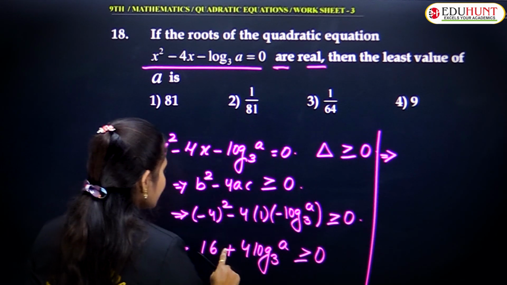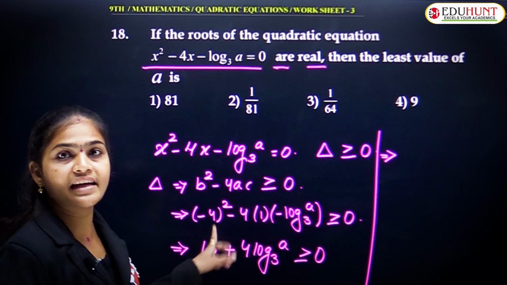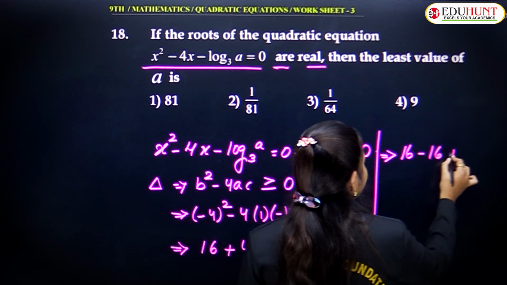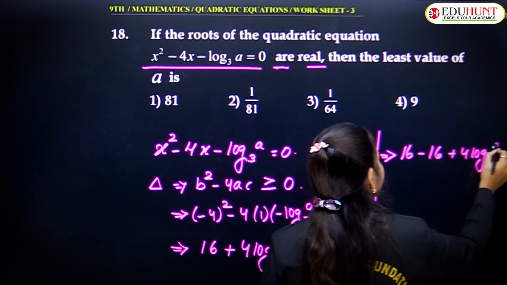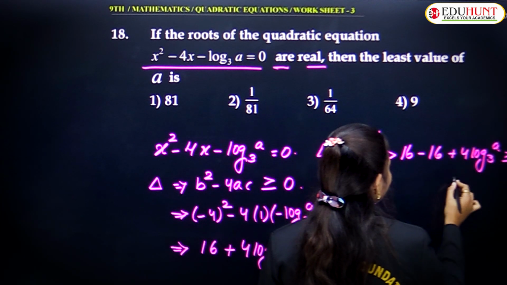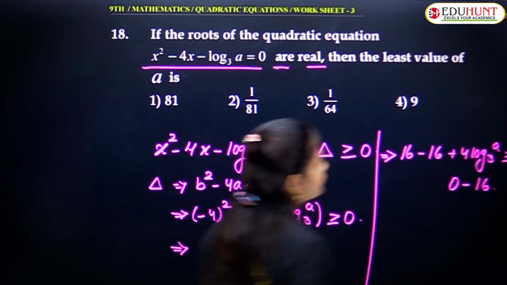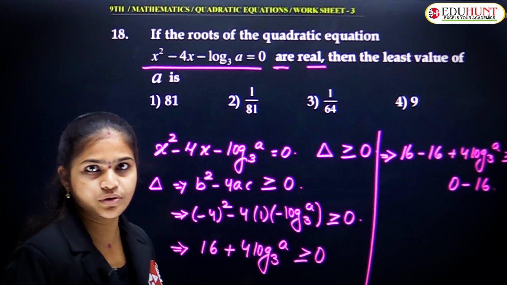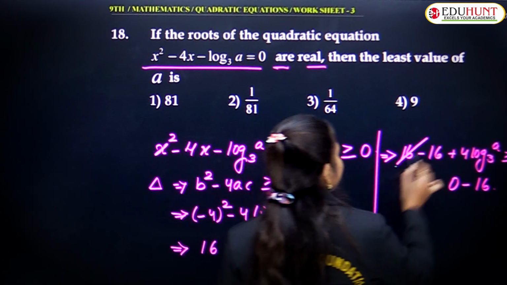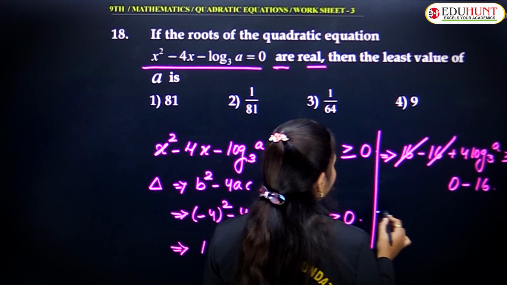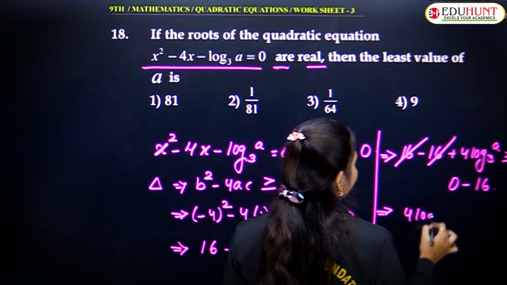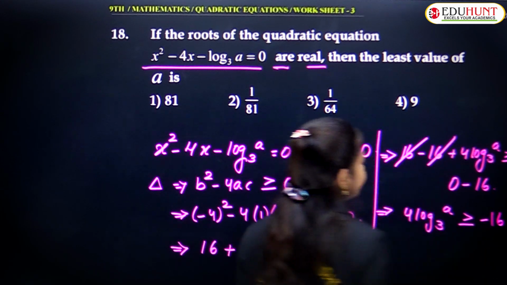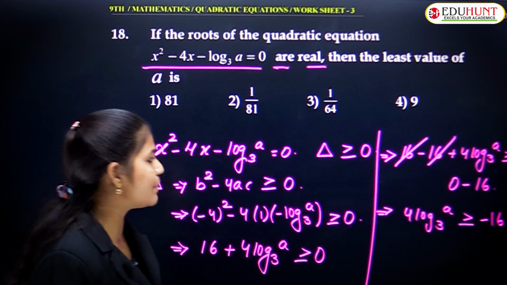So from this one here just 16 is there, no? So that's why take here minus 16 on both sides. So 16 minus 16 plus 4 log a to the base 3 is greater than equal to 0 minus 16. Why? Because we are adding minus 16 on both sides. So that's why 16 and minus 16 gets cancelled. So from this one here 4 log of a to the base 3 which is greater than equals to minus 16. 0 minus 16 means again we will get it as minus 16 only, no?